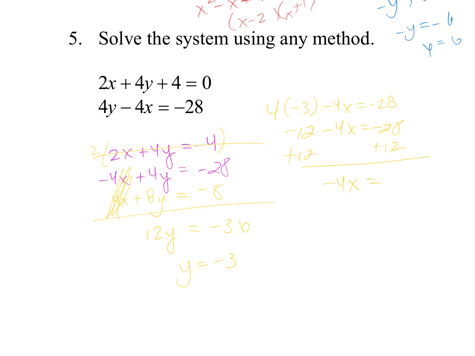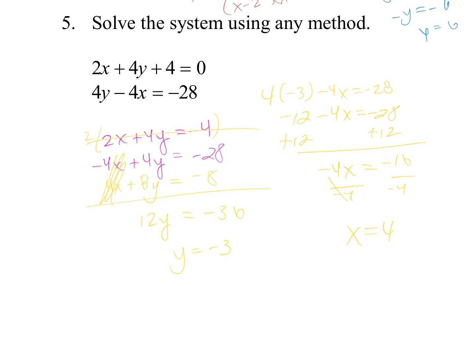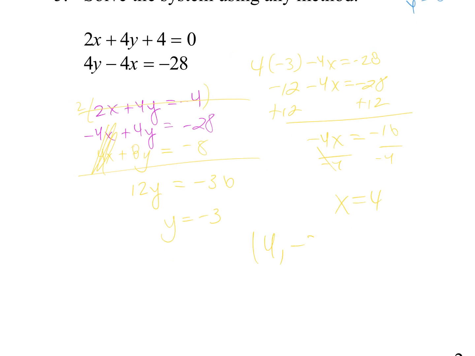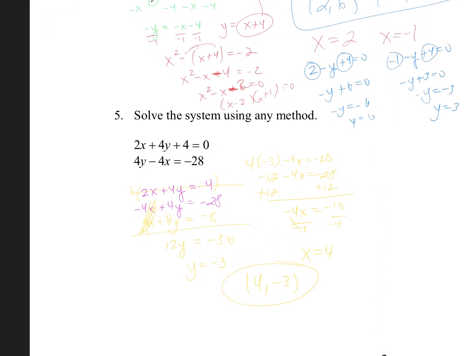Negative 4x equals, what's negative 28 plus 12? Negative 16. All right, divide by negative 4. And x equals 4. So your answer would be 4 comma negative 3. So multiple choice question. Be careful that one answer choice is written for negative 3, the other one's negative 3 comma 4. Just make sure you guys are paying attention to what your x value is, what your y value is.